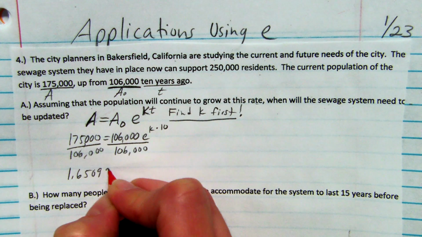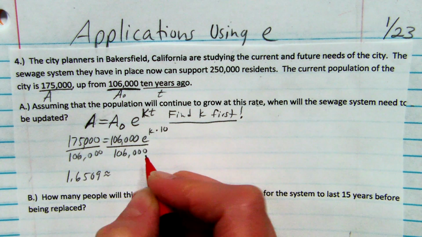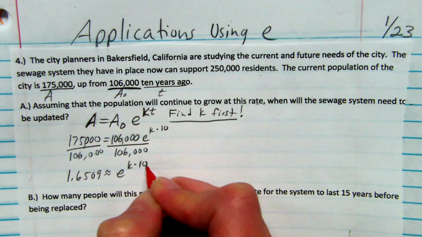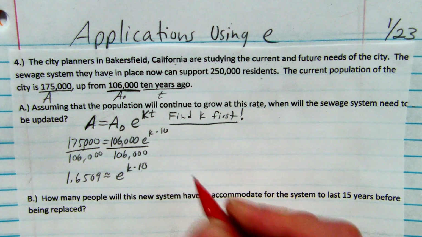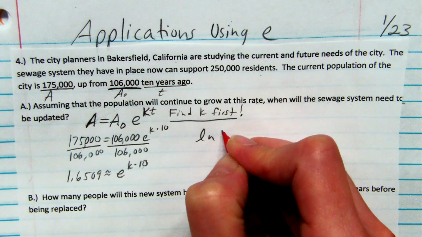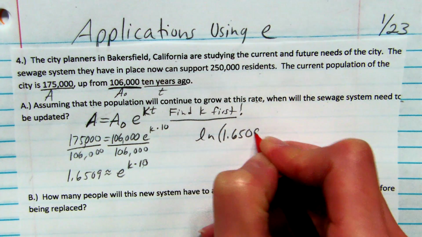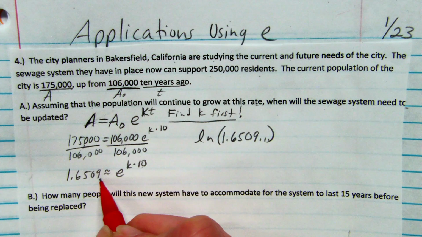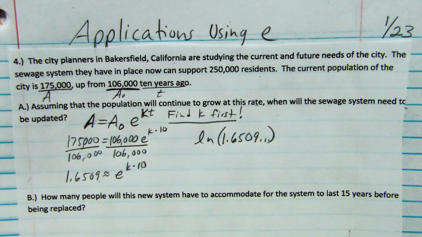1.6509 blah blah blah. You would probably want to just keep that number on your calculator. I wouldn't round it off a whole lot. And that equals e to the k times 10 power. So then we could natural log that answer. So if you can use that answer feature, it's on your calculator. So you have this number still on your calculator, then push natural log, second, A and S, it's towards the bottom.